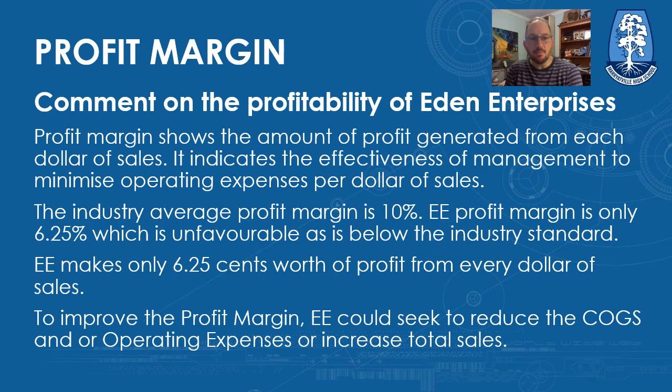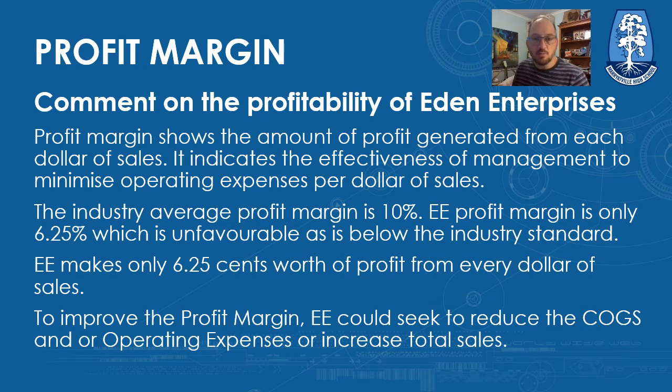So now let's make comment on the profitability of Eden Enterprises. First, we'll define the ratio, which is the profit margin. This shows the amount of profit generated from each dollar of sales. It indicates the effectiveness of management to minimise operating expenses per dollar of sales.